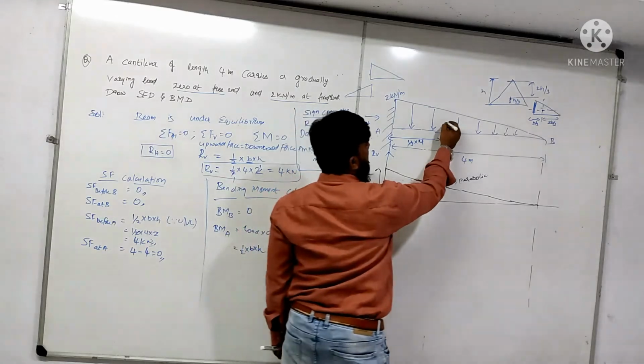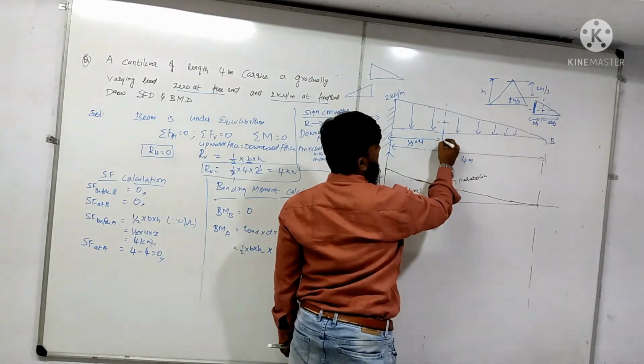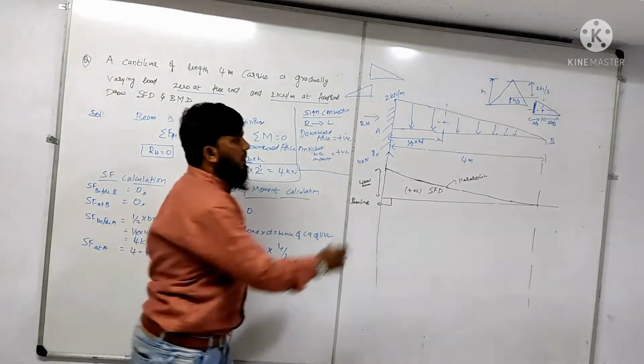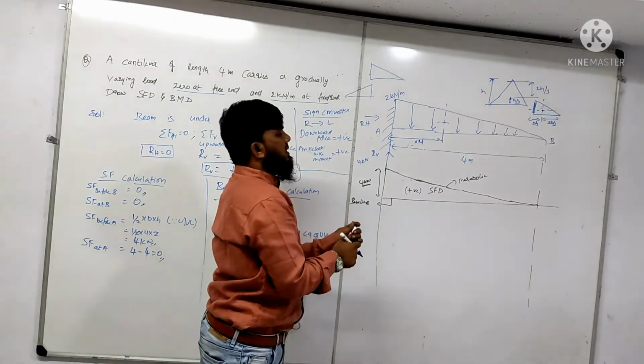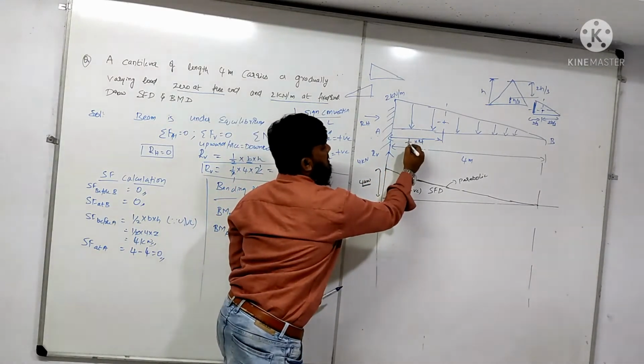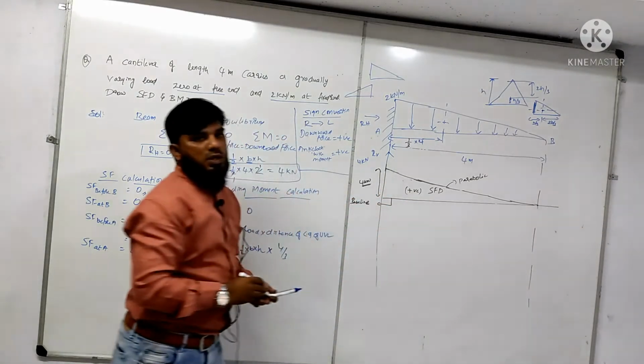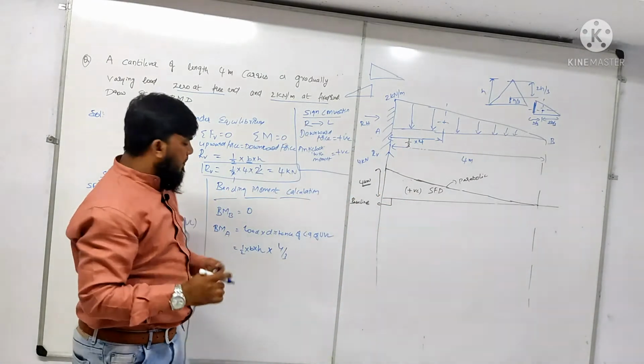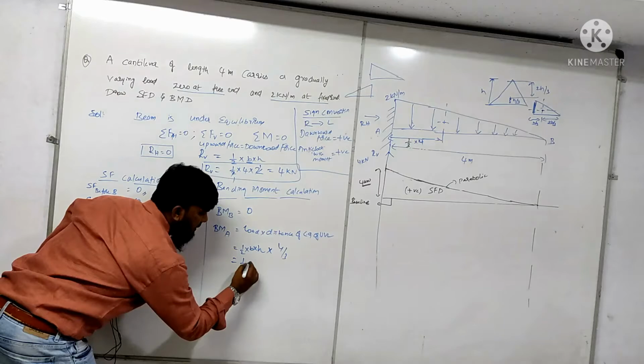For example, this is my CG. So this is the distance you have to take. That will be nothing but 1 by 3 of H. I will draw with another pencil so that you can remember easily. H is nothing but 4 here. Clear? So load already we know, half into.